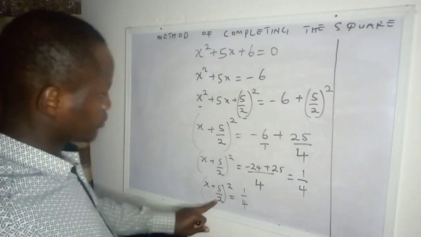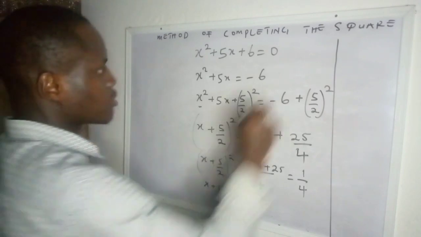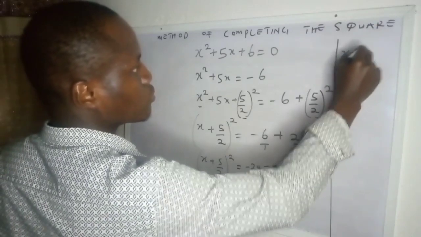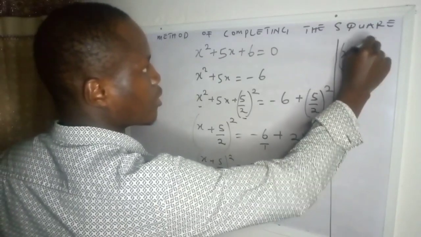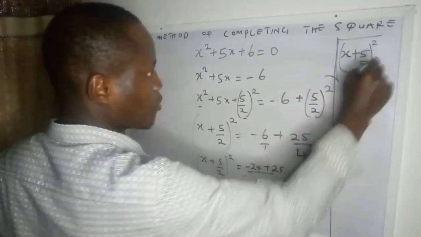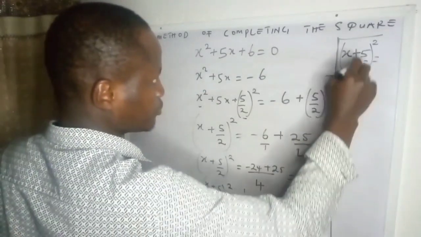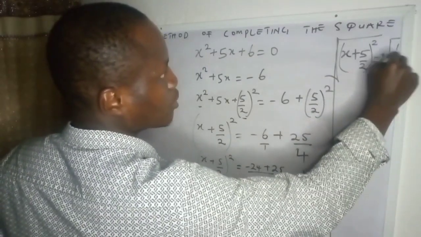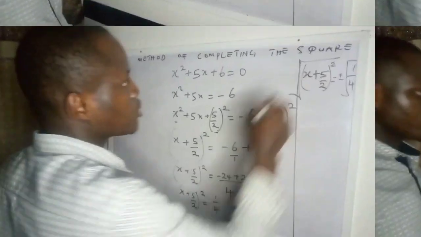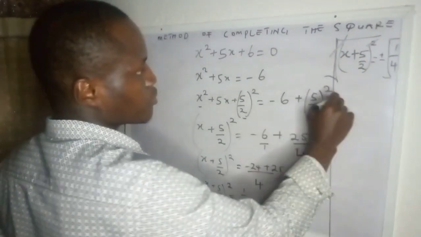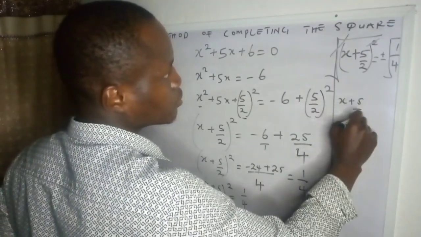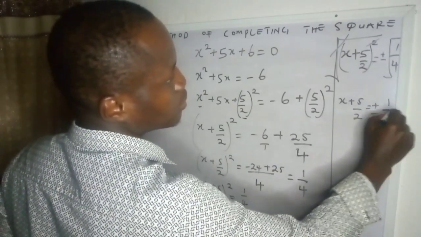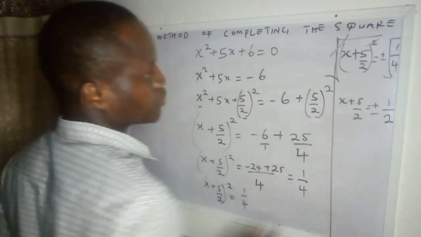So now I'm going to take the square root of both sides. So I'm going to have the square root of (x plus 5 over 2) all squared equal to plus or minus, since I'm taking the square root, the square root of 1 over 4. Two values, I mean. So the square and the square root will go off. So you have x plus 5 over 2 equal to plus or minus, the square root of 1 is 1, the square root of 4 is 2.